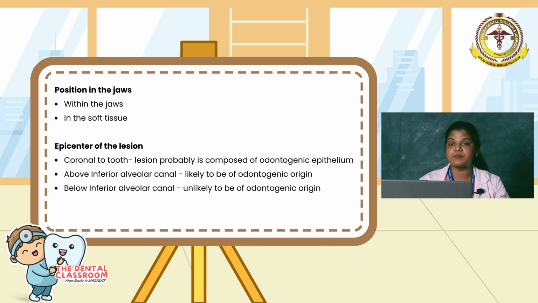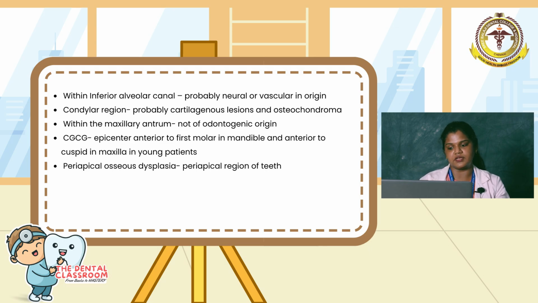The next one is the epicenter of the lesion, which is very important, which tells you where the lesion arises from. So when it is coronal to the tooth, the lesion probably is composed of odontogenic epithelium. When it is above the inferior alveolar canal, it is likely to be of odontogenic origin, and when it is below the canal, it is unlikely to be of odontogenic origin. And when it is within the inferior alveolar canal, it is probably neural or vascular in origin.